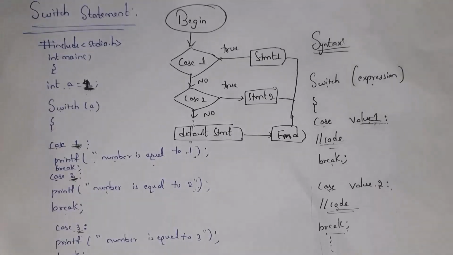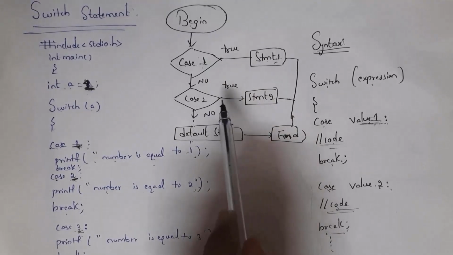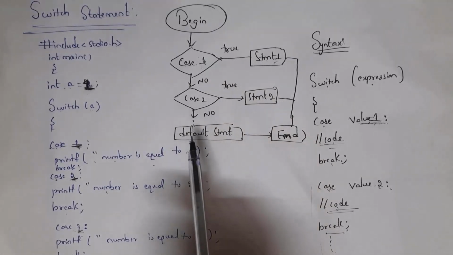This is flowchart for switch statement. This flowchart is same as else if statement. At first you need to write start or begin. Case 1 contains statement 1. Case 2 contains statement 2. So on. At last you need to use default statement.